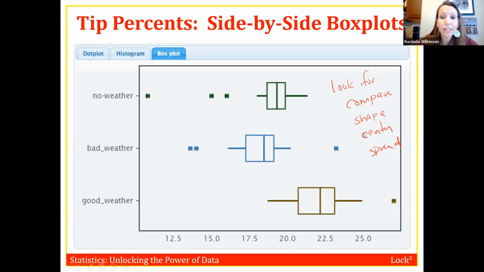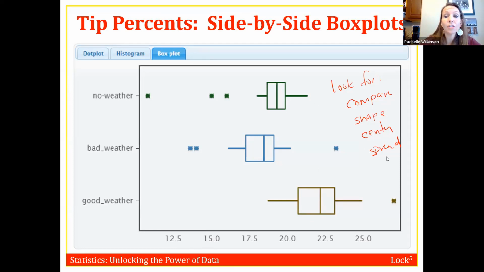If we're comparing the centers, which one does it look like got better tips overall? Which condition? No weather, bad weather, or good weather? Which one looks like it got higher tips, a higher tip percentage? Yeah, it looks like the good weather message produced higher tips on average. So that's kind of comparing the centers.